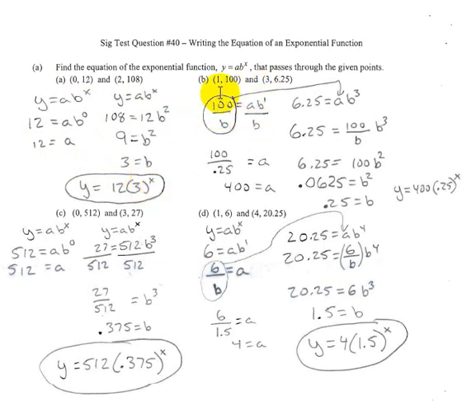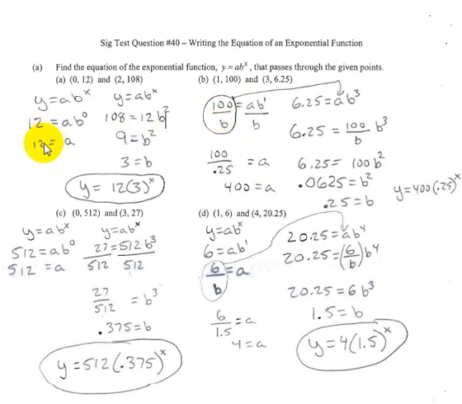The harder version is when they don't give me the a value. This is basically giving me the a value, okay, when I know 0. So I still plug in my y and my x. B to the first is just plain old b. I divided by b to get a by itself. So that's how I have the 100 over b.